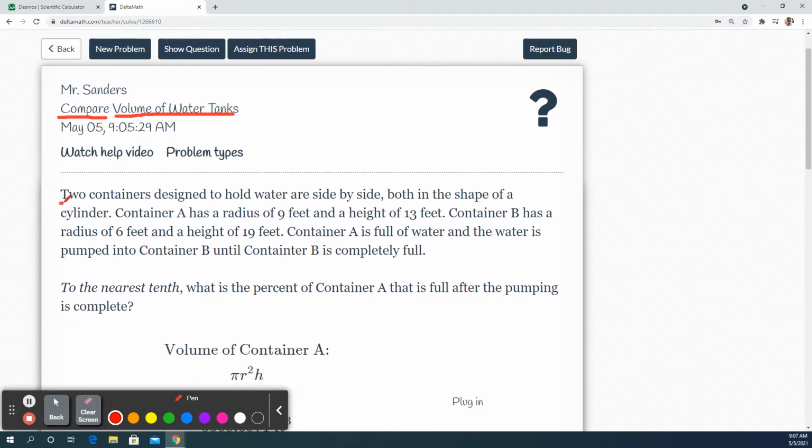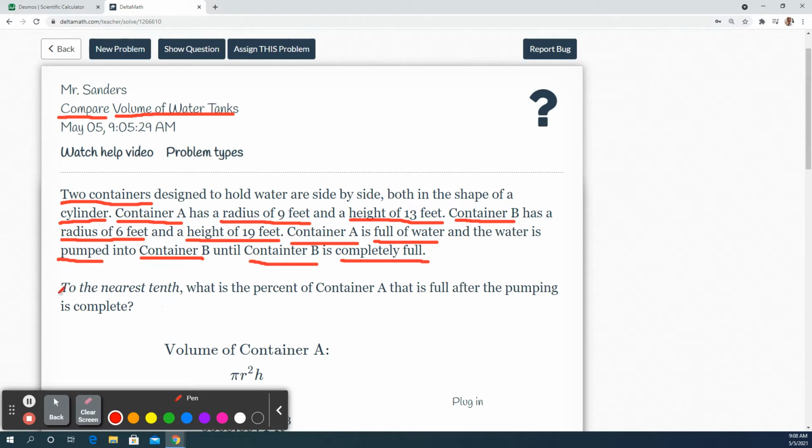We have two containers designed to hold water side by side, both in the shape of a cylinder. Container A has a radius of 9 feet, height of 13 feet. Container B has a radius of 6 feet, height of 19 feet. Container A is full of water, and the water is pumped into container B until container B is completely full.